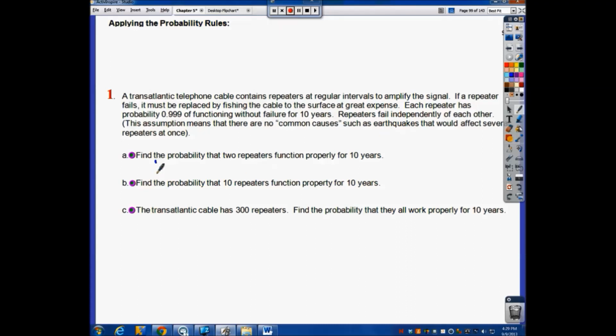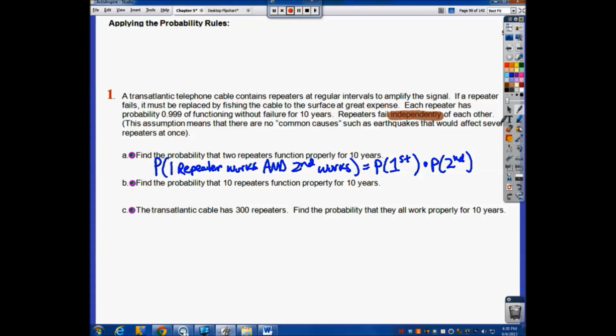So really we're finding the probability that we get 1 repeater that works and a second works. Well, can we just do the first repeater times the second repeater? Can I just multiply the individual probabilities? And I can only do that if the events are independent, which they told me in the problem above that they are. So what's the probability that the first one works?